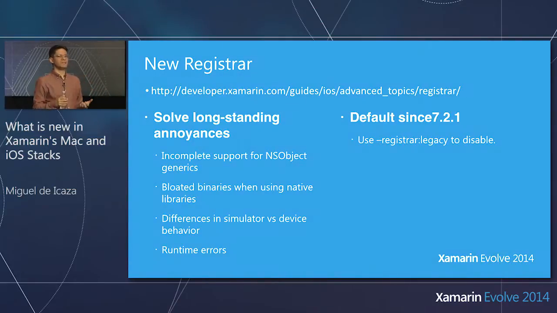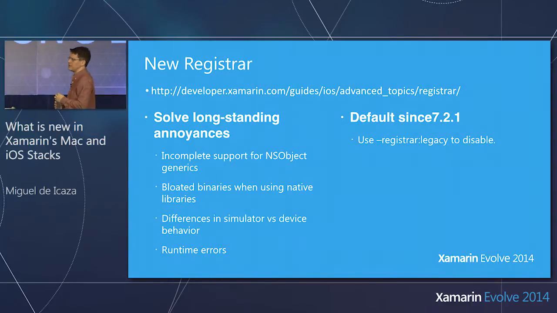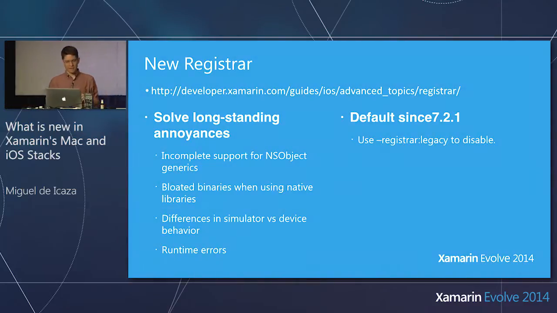The second thing that we did is that by using this new register, we're actually able to link native libraries and only pull the pieces that are necessary. So instead of bringing the entire library to your application, if you're only using a couple of functions, now we perform full linking, and we only bring the pieces that you need, which means that your binaries are smaller. And finally, we had a difference between the simulator and device, and finally you get the same experience on simulator and device. So this has been the default since 7.2.1, and you can always turn it off if you want to, but we encourage you not to do that.